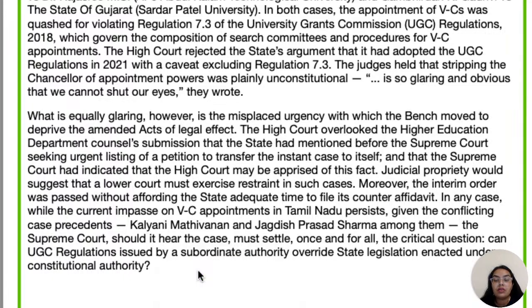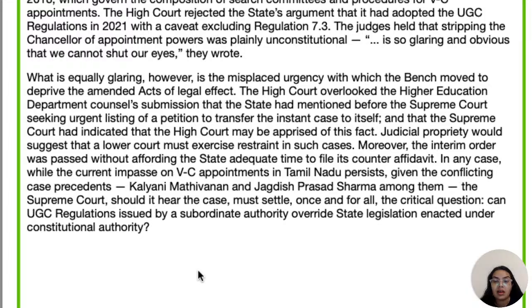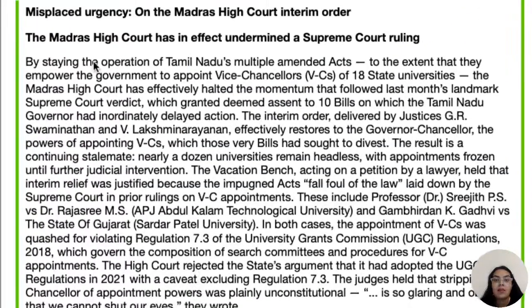Okay, so the passage here is about, of course, court and the proceedings. Misplaced urgency on the Madras High Court interim order that was ordered just for the time being. Misplaced is misconceived, ill advised, it wasn't appropriate. Displaced is not in the right place. Misplaced, on the other hand, gives you the sense that something was not suitable, it was not appropriate with respect to something. So, such urgency on the Madras High Court order.